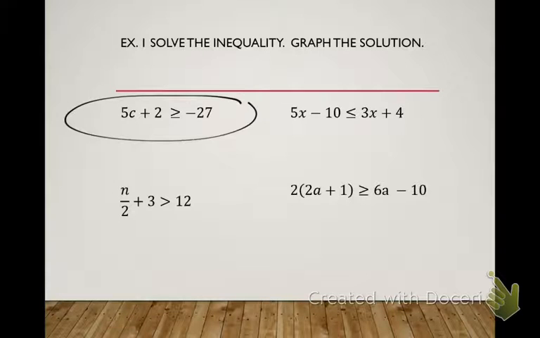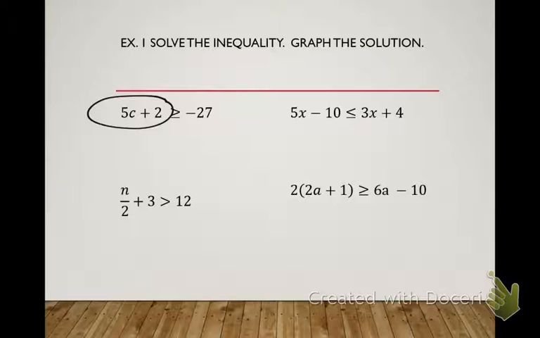5c plus 2 is greater than or equal to negative 27. Well, do I have distributive property in this one? No. Are there like terms to combine on one side of the inequality? No, there's no like terms. And there's no variables on both sides. So this is actually what we would call a two-step. Y'all paying attention? A two-step inequality.